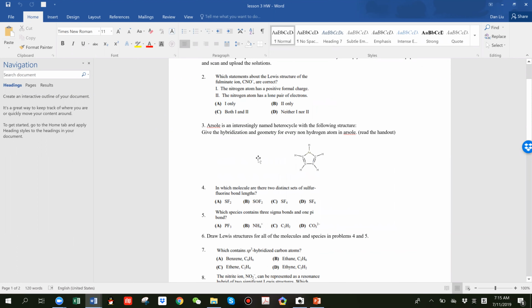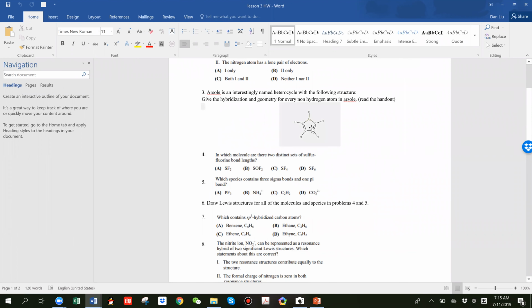Okay, so this very interestingly named heterocycle with this structure. Give the hybridization and geometry for every non-hydrogen atom. So the arsenic, the carbon, and the carbons. So let me go back.